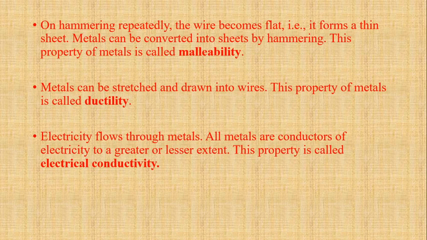Next comes electrical conductivity. Electricity flows through metals. All metals are conductors of electricity to a greater or lesser extent. This property is called the electrical conductivity. This property you experience every day in your daily activities. Whenever you switch on the fan, whenever you switch your tube light button, that time electrical conductivity is the property which supports these activities. Okay.